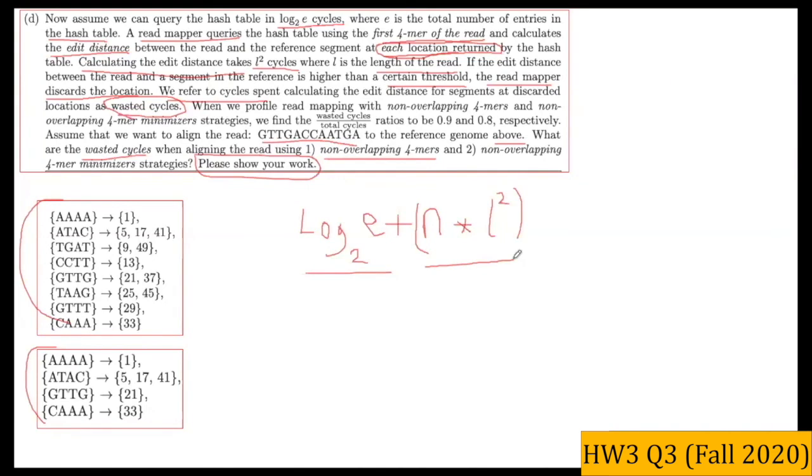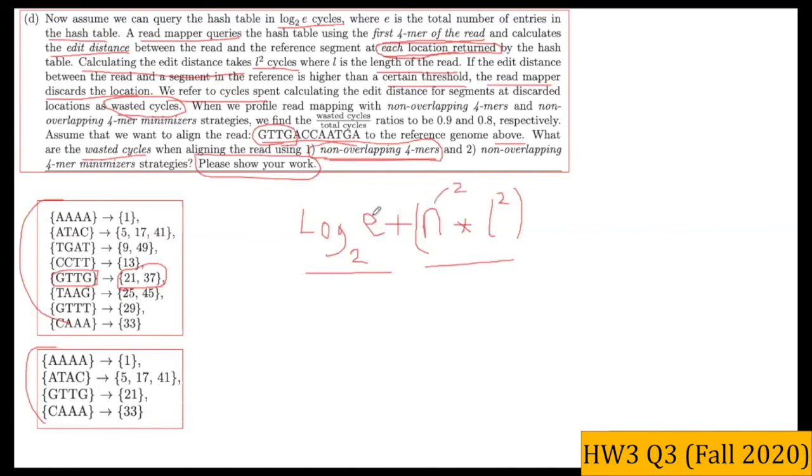What you need to do is just extract the first 4 characters from here, which are G, T, T, G, and try to query the hash table. Now let's see, do we have GTTG here? No, no, no, we have it here. So we got a hit here, and this hit will lead to having 2 locations as n. So using the first hash table, or the first method to extract k-mers, which is non-overlapping k-mers, leads to n being 2.